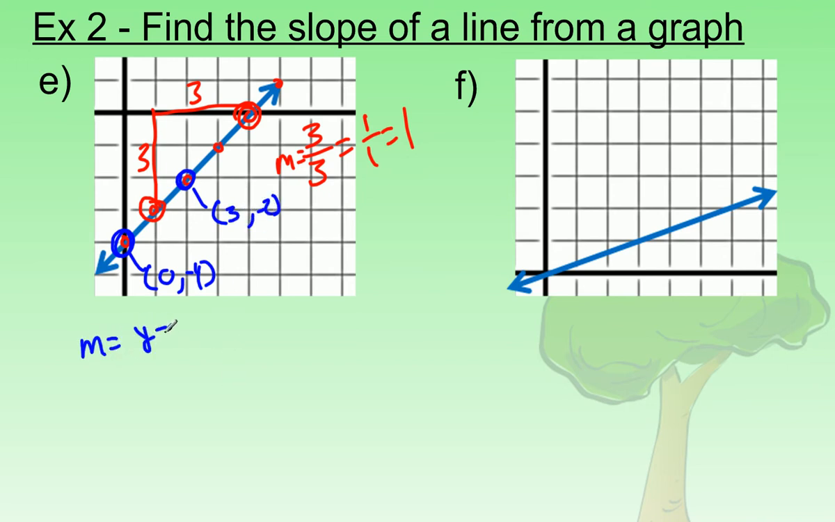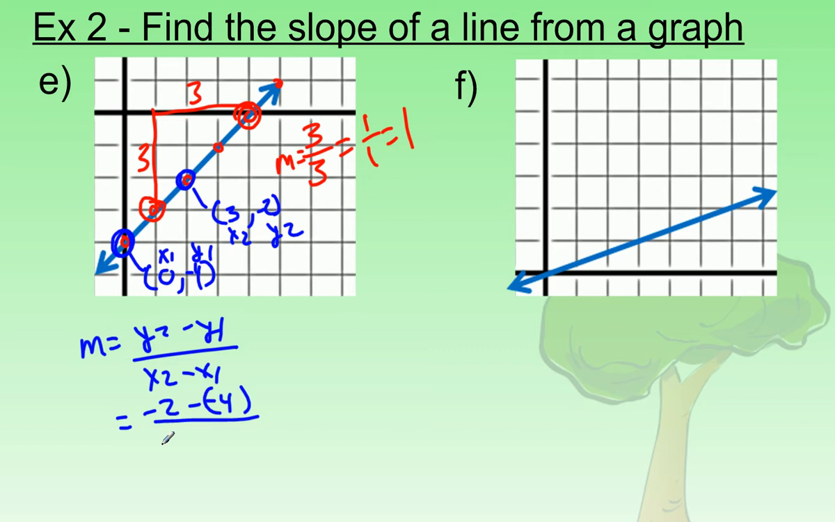M equals y2 minus y1 over x2 minus x1, x1, y1, x2, y2, giving me negative 2 minus negative 4 over 3 minus 0. Keep, flip, change, gives me 2 over 3.